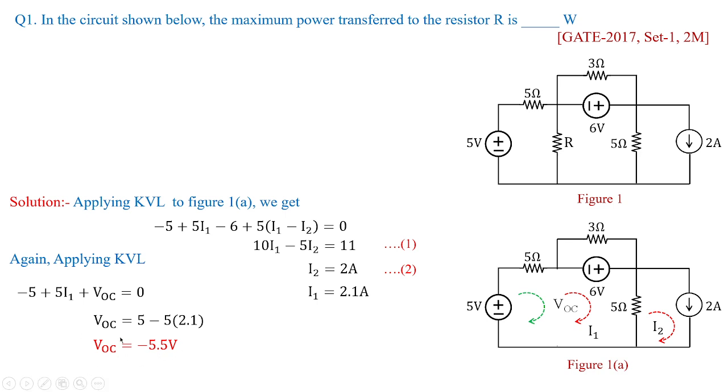Now once the value of voltage is obtained, try to find out the resistance across the same terminal. That is when you have removed the R, that terminal.